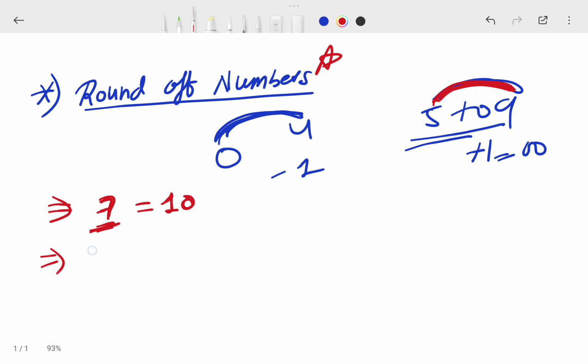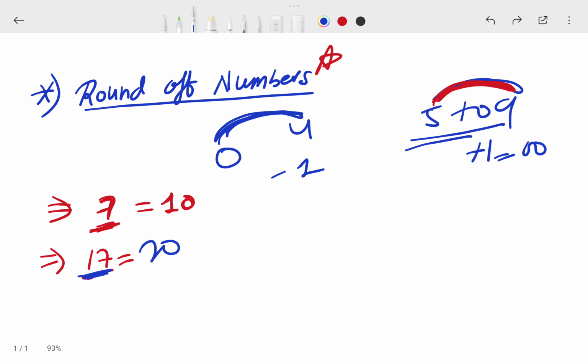Like that, if it is 17, or if it is 70, then what will happen? What is the nearest number of 7? That's 10. Now 17: what is the nearest number of 17? The nearest value will be 20, because this becomes tens. We are only looking at the 7 here.